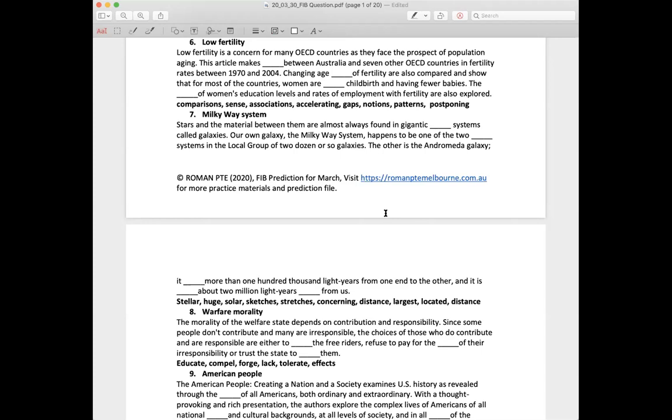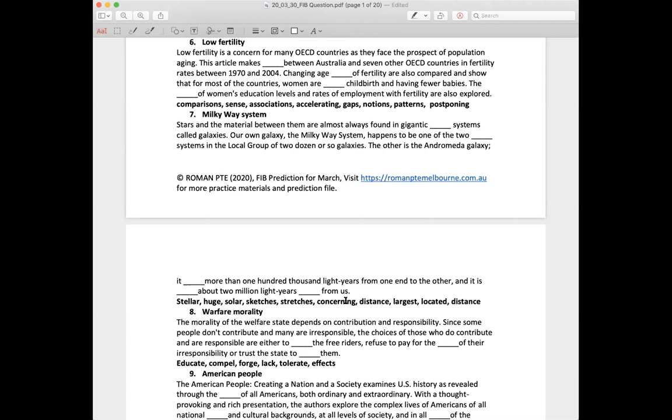It stretches, because we use the word stretch to talk about the expansion of something, area of something. So it stretches more than 100,000 light years from one end to the other. And it is, again, which one would you pick now? And it is about 2 million light years from us. So we are talking about how far it is from us. That means it is located about 2 million light years.